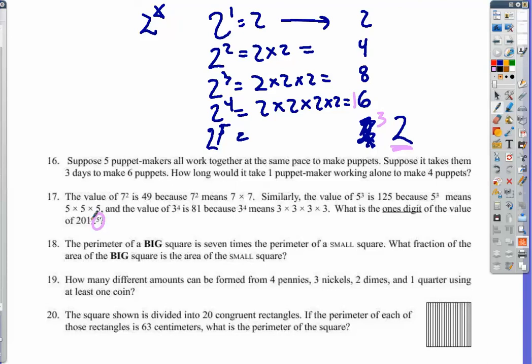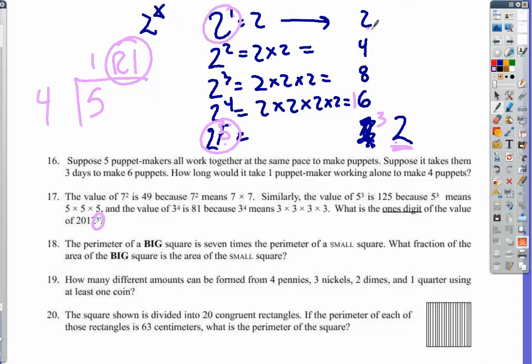So the question is, of those 4 possible answers, how many times do they go into 5? How many times do they go into that exponent? Well, 4 goes in once with a remainder of 1. Notice how 5 has a remainder of 1. Notice also how 1 also has a remainder of 1, which there's our 2.